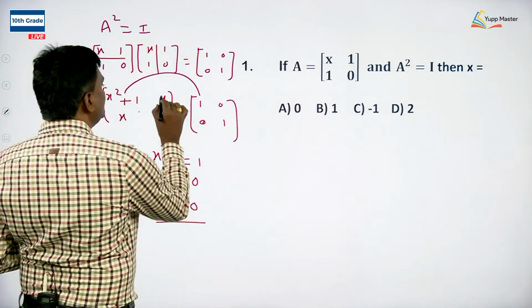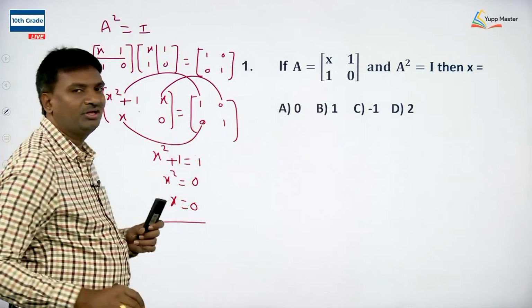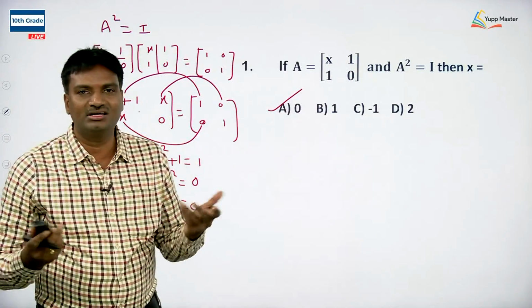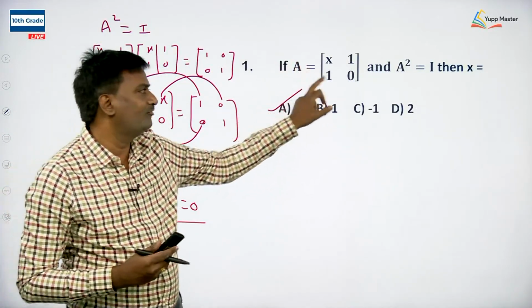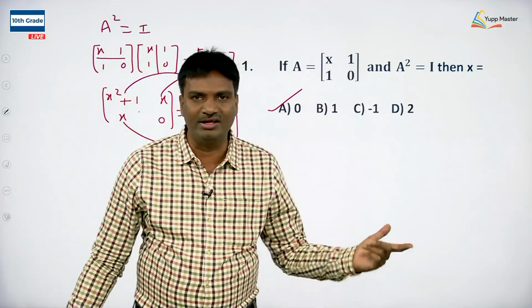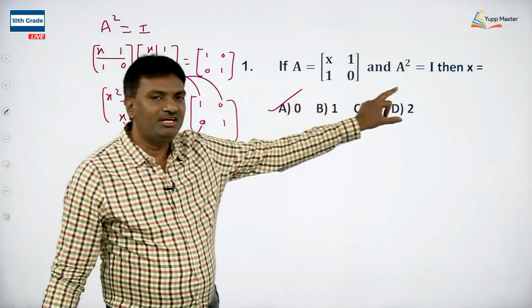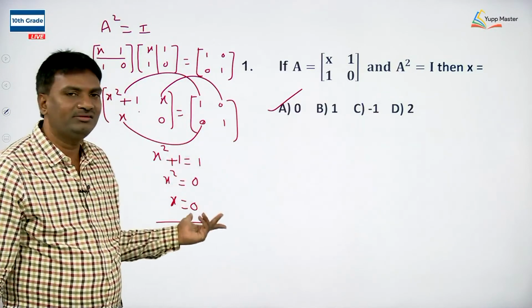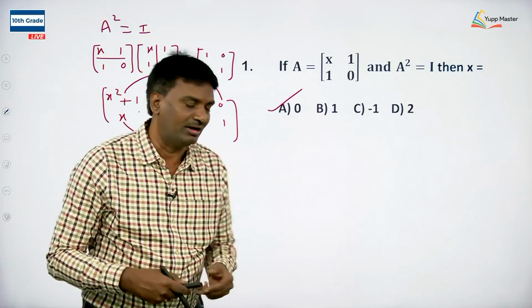Or we may compare these two elements. Here also we are getting x equal to 0, and here also we are getting x equal to 0. So according to the options we can take option A as the correct option. So this is the given matrix A, [x 1; 1 0], and according to the problem we have the condition A squared equal to I. Write A squared as A into A, multiply these two matrices and equate to [1 0; 0 1]. Compare the corresponding elements on both sides, simplify, and we got x equal to 0. Very simple problem, that is option A.